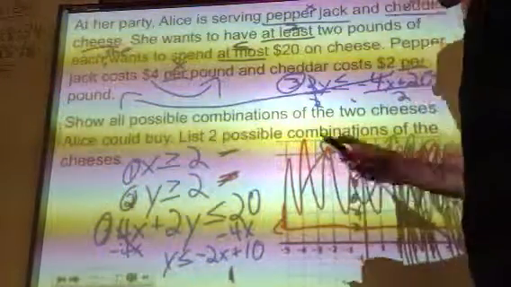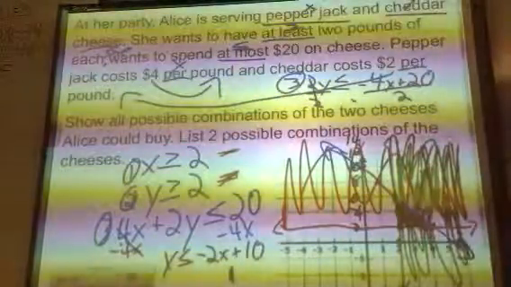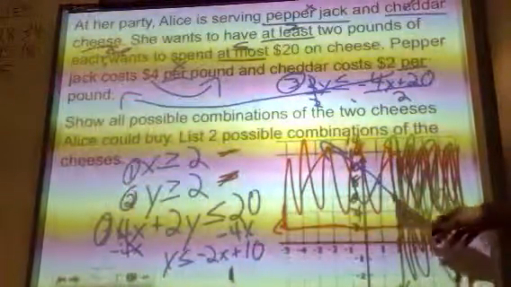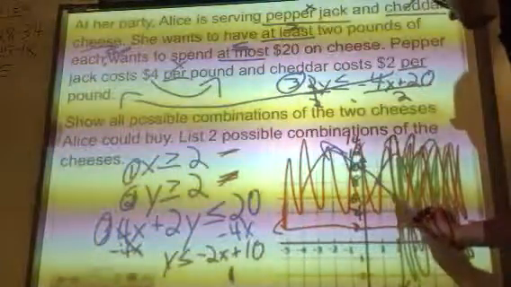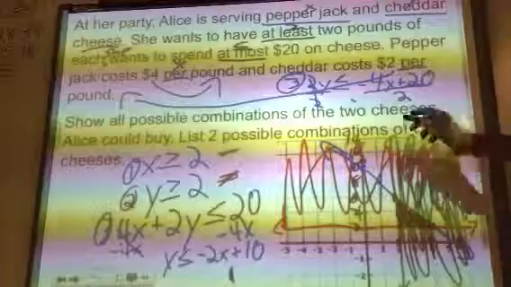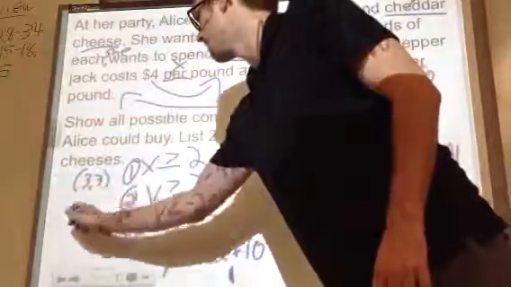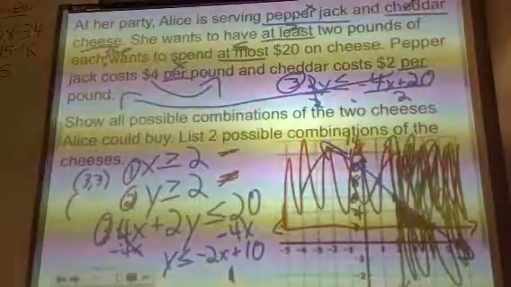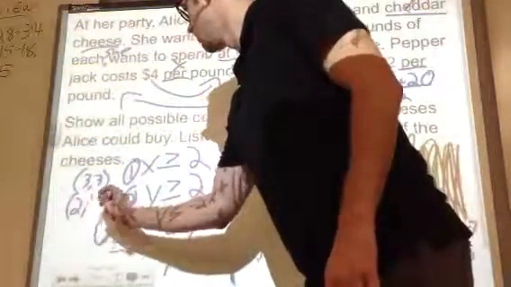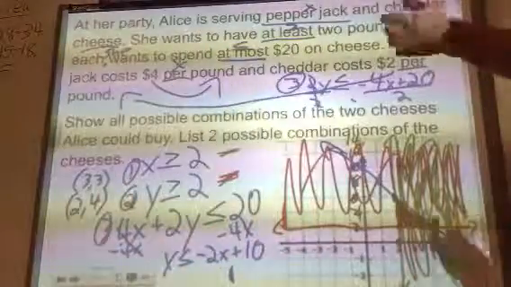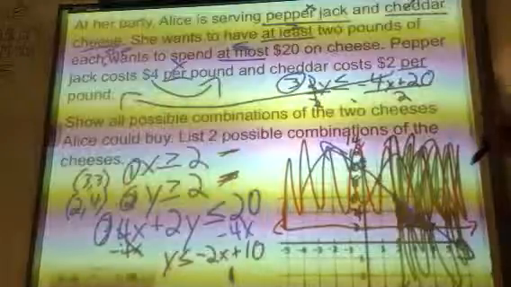List 2 possible combinations. So we could list any 2 points that are going to be in this area. So something like 3, 3. Looks like 3, 3 is going to be in this area. So 2 possibilities would be 3, 3 and 2, 4. 2, 4 would be on the line x equals 2. So that's okay. We want to include that line, so we're fine there.